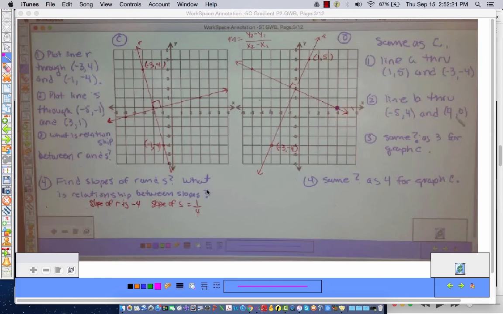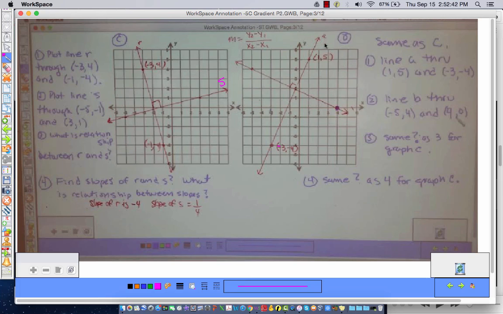Then we move to perpendicular lines, and we had a little bit of a mishap here, so I just want to calculate it to make sure. On graph C here, we did great. The slope of line R is -4, and the slope of line S, I don't think it's labeled, is 1/4.